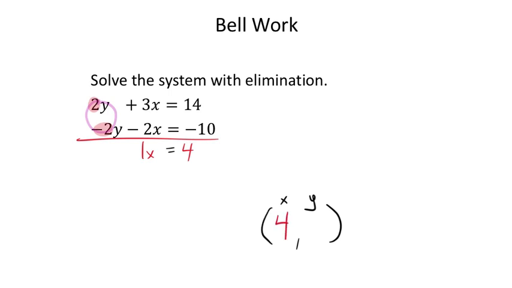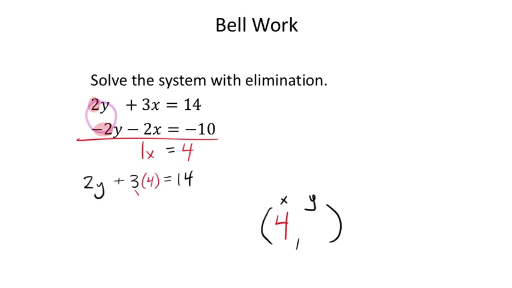So I put the x in as 4, and all I got to do now is solve for the corresponding y value. So to do that, I'm going to take the top equation, but you could use the bottom one if you'd like. So the top equation, 2y plus 3x equals 14. And we'll replace the x with 4. So the x then is 4, and then I solve this equation.